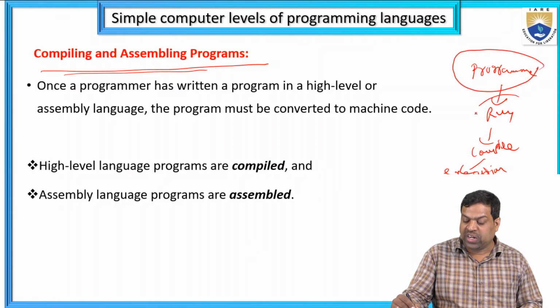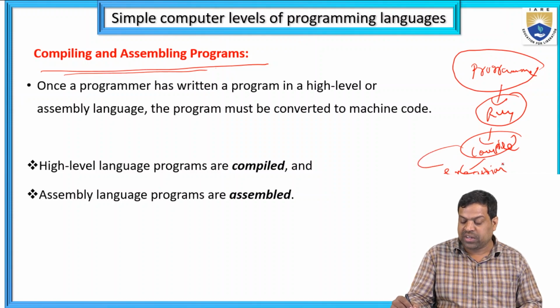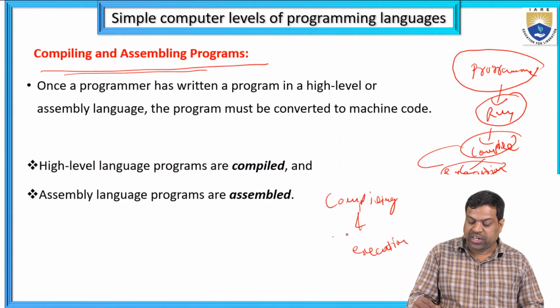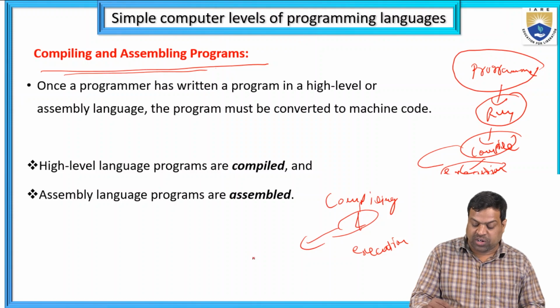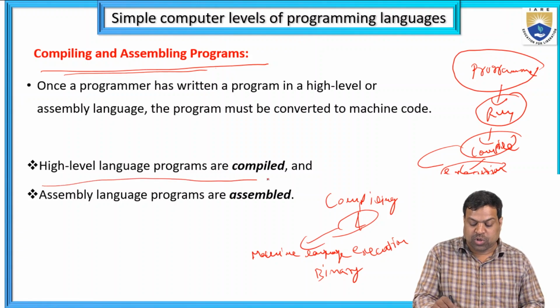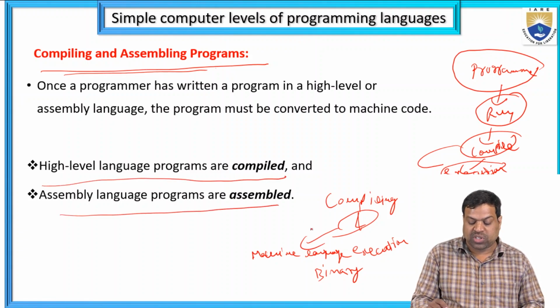When you are running or compiling this program, between the compiling and execution, what is the process? We are converting to the machine level language, which means binary. Converting into the binary. High level language programs are compiled, assembly level programs are assembled.